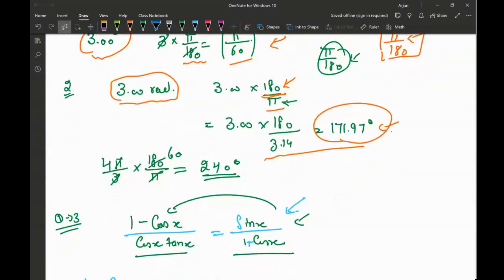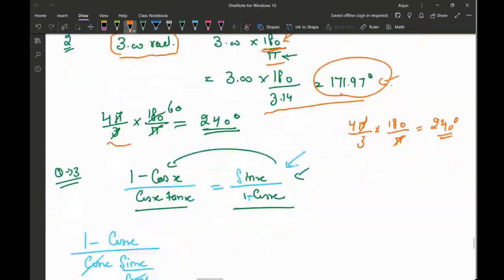And the same thing is going to happen for the next one, which is 4 pi over 3. So 4 pi over 3 multiplied by 180 divided by pi, that's going to give me the final answer as 240 degrees. All right, let's look into question number three.